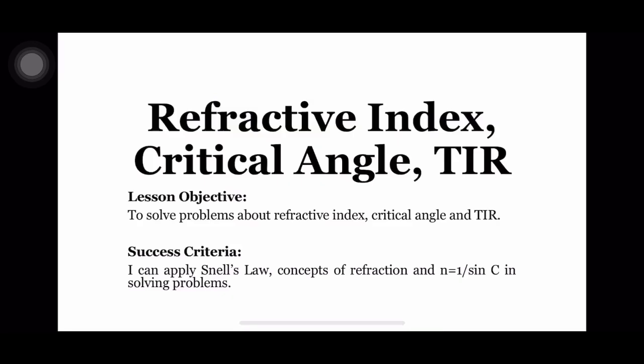So what have we learned today? We applied Snell's law, and we also applied the concepts of refraction, and we used n is equal to 1 divided by sine c in solving problems. We also used n is equal to sine i divided by sine r, and n is equal to v1 divided by v2 as well. Now if you're not comfortable with using n as your refractive index symbol, you can also use RI, no problem. I hope you enjoyed the lesson for today.